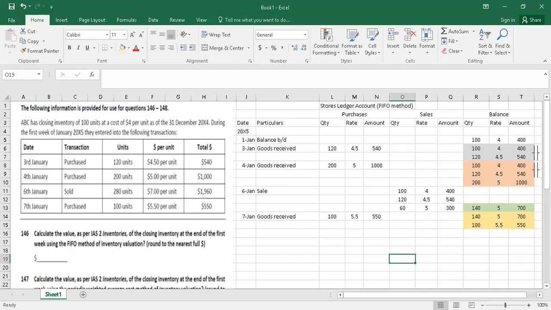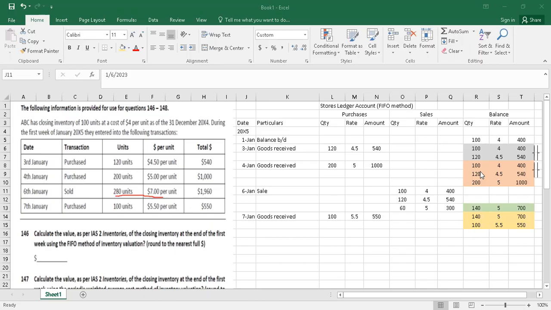Ma'am, can you come back to that 6th Jan sale, third point? January 6th. Okay, this one. On January 6th, there was a sale for 280 units. They sold it at 7 per unit, but that is not our concern here. We are accounting for the cost at which the units were received into the stores department. Each lot has a cost. When they are sent out of the stores department, the same cost has to be accounted.